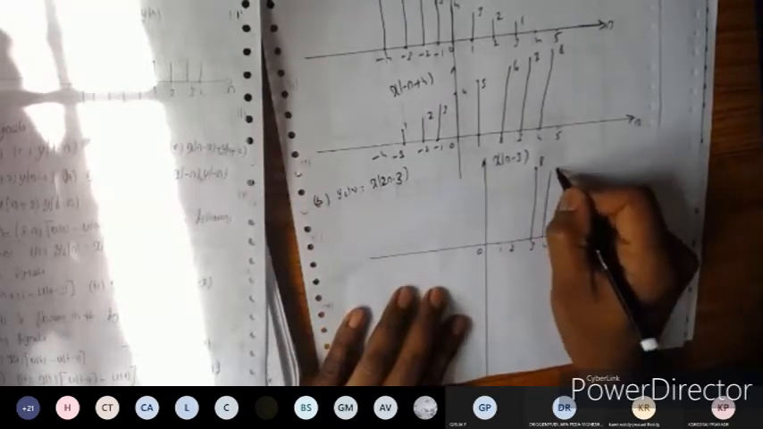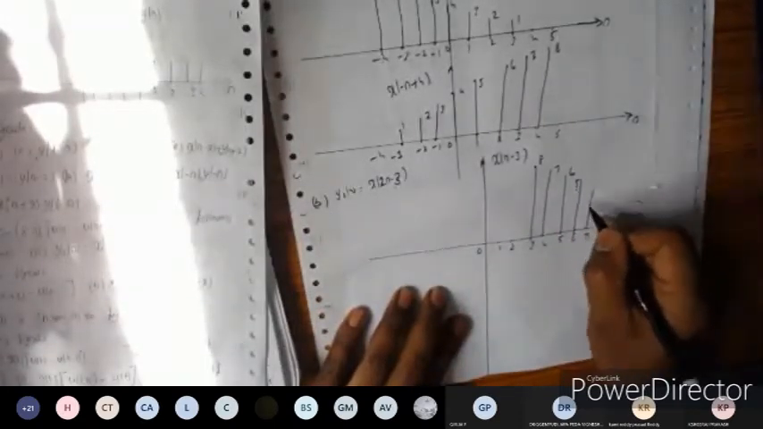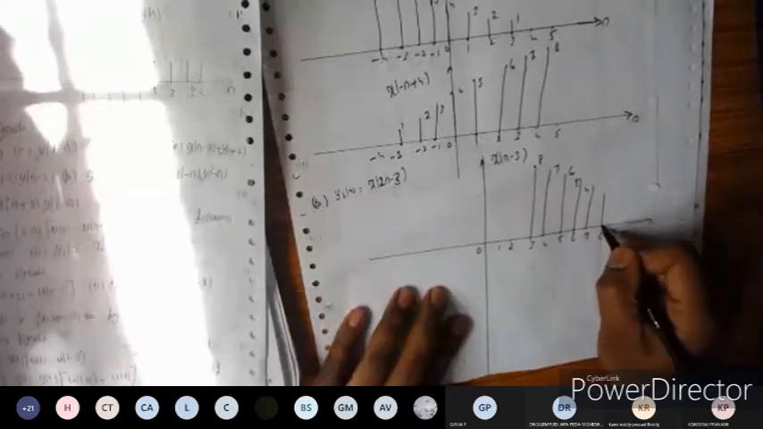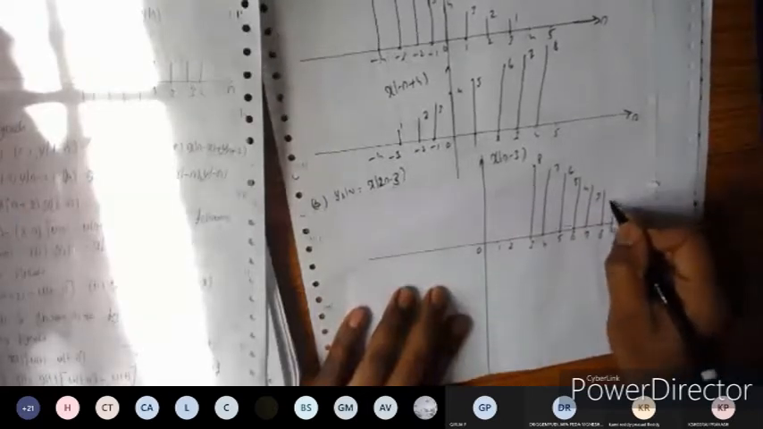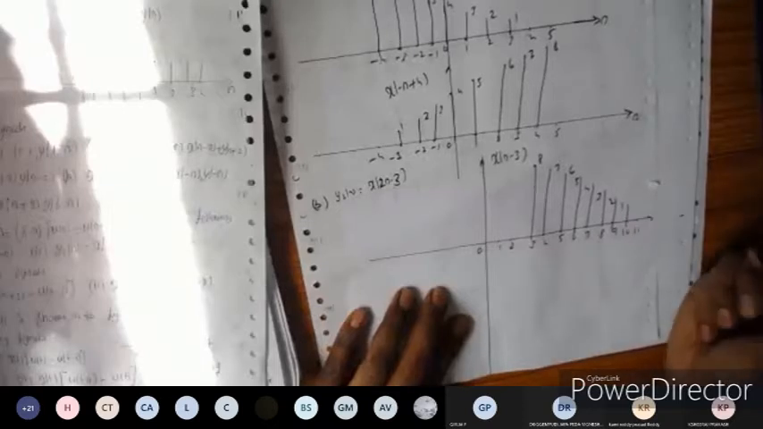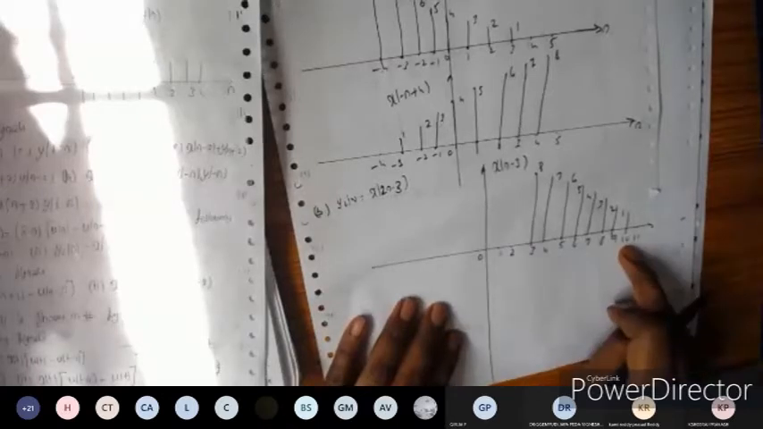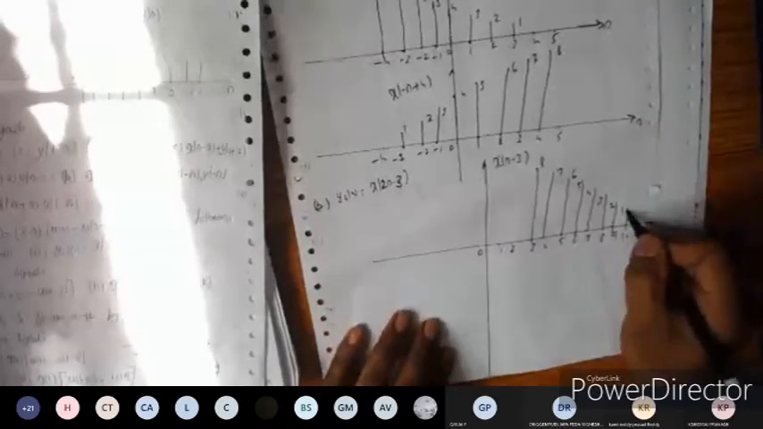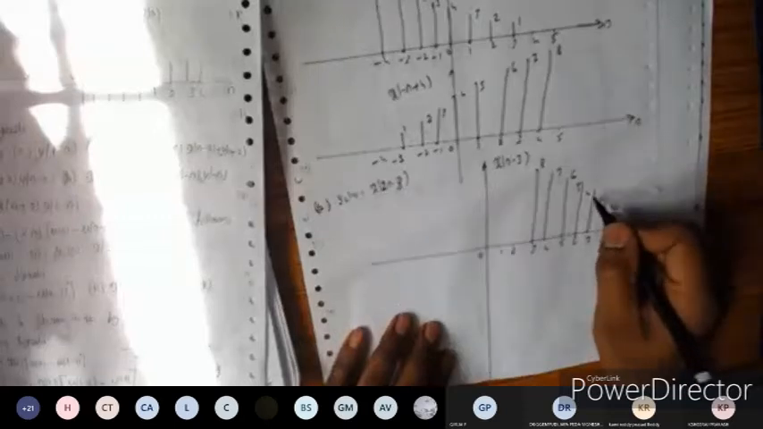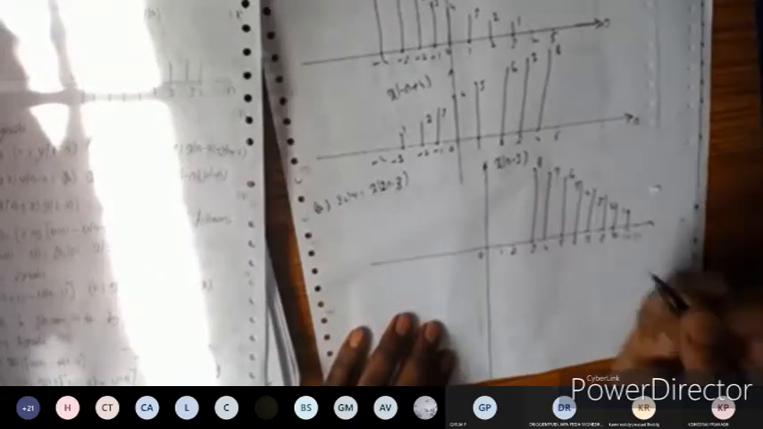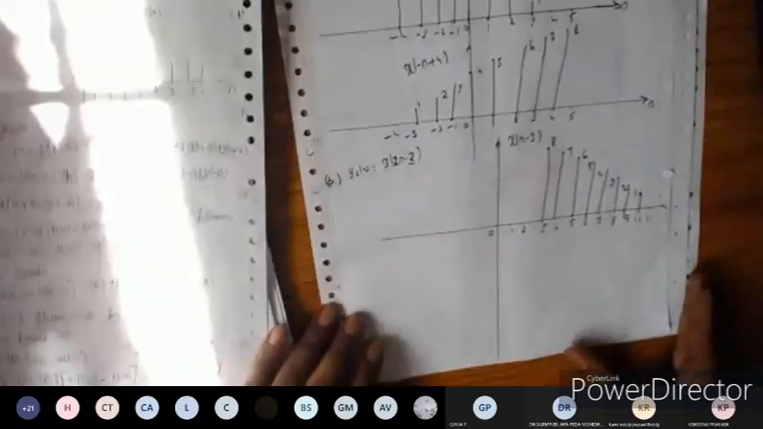So 8, 7, 6, 5, 4, 3, 2, 1 will follow. So 0 plus 3 gives 3 here. The last sample is at 7; 7 plus 3 will become the 10th index, and the amplitude will be 1 there. Done. So this is x of n minus 3.